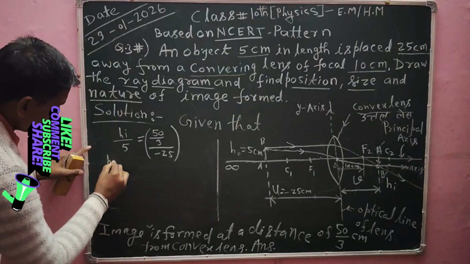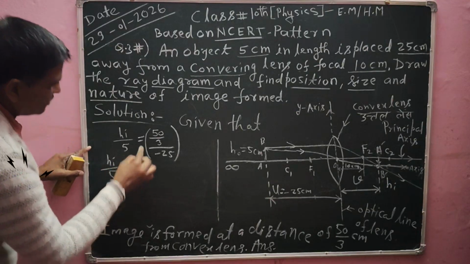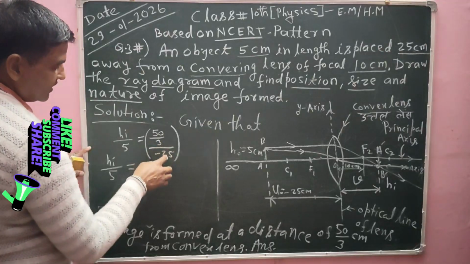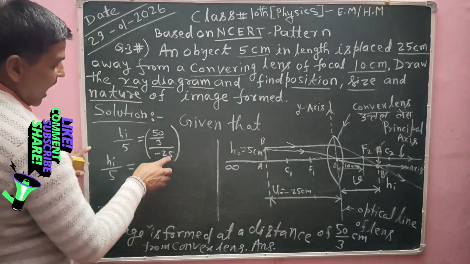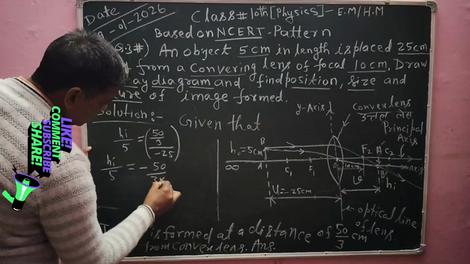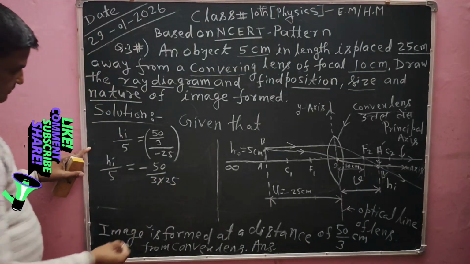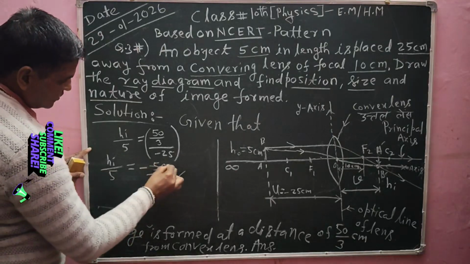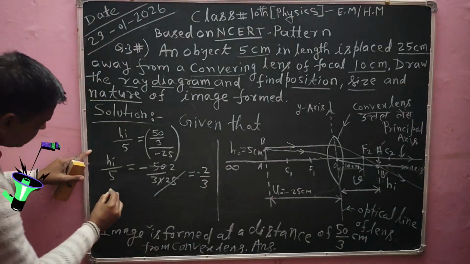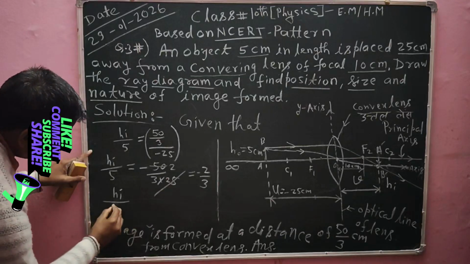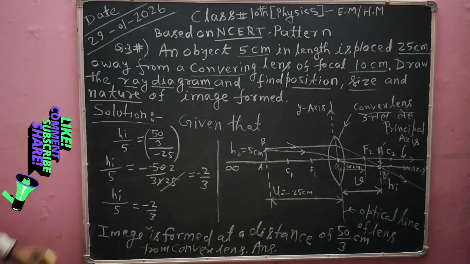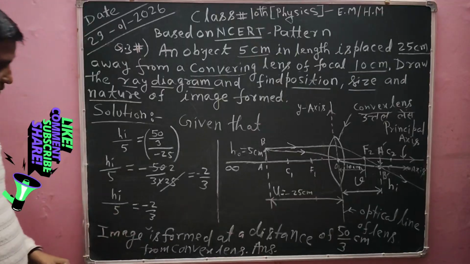I will simplify all these and after simplifying I will get its value. On the left hand side I have to write hi divided by 5, which is equal to, now minus into minus, 50 divided by 3 into 25. So I will divide 25 into 50. So here I will write minus 2 divided by 3. Again downward I will write hi divided by 5, which is equal to minus 2 divided by 3. Again I will do cross multiplication and after doing cross multiplication I will get the value of hi.